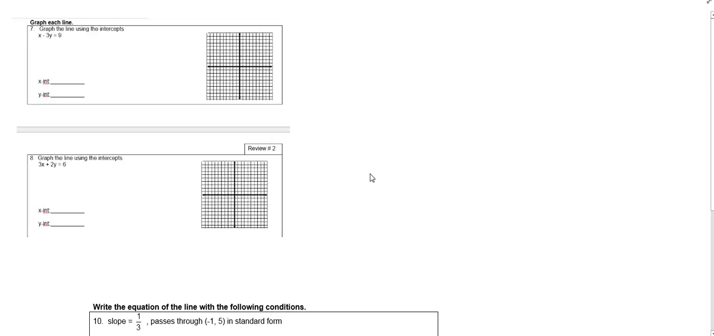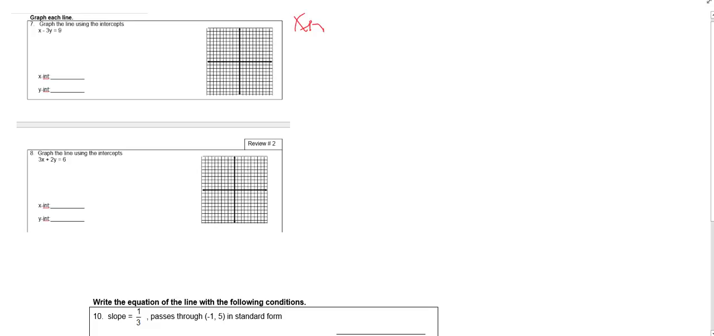Alright, let's look at Chapter 2, a few of the review problems for the test coming up soon. First of all, number 7 says to graph it using the intercept method, which basically, if you recall, to find the x-intercept, you do what? You set y equal to 0 and solve for x. And to find the y-intercept, you set x equal to 0 and then solve for y.